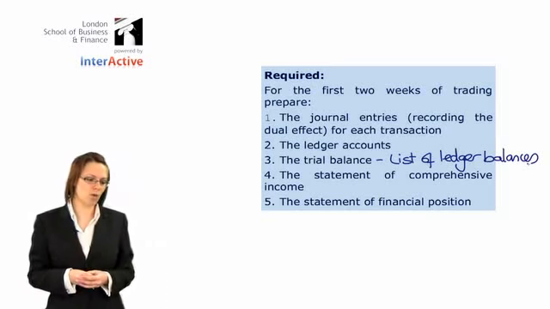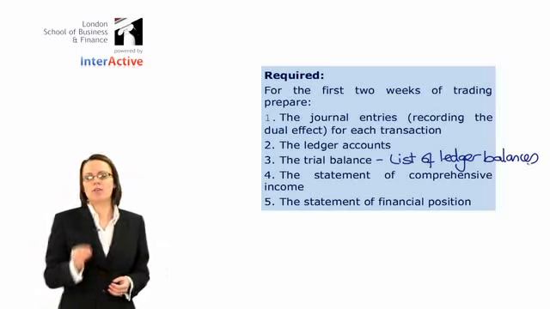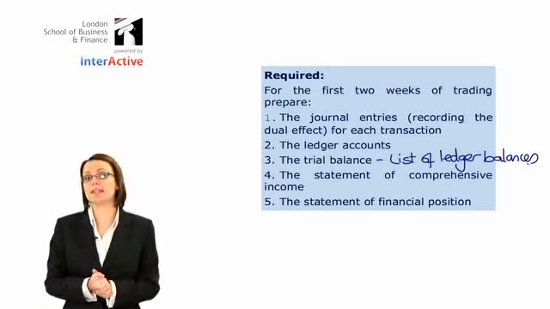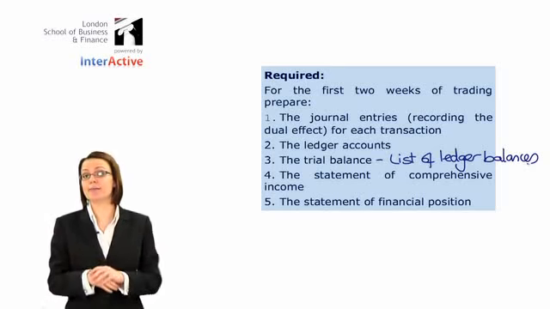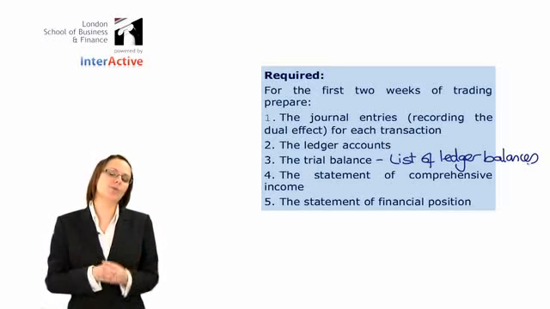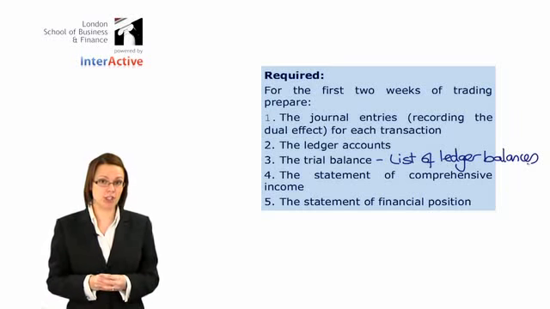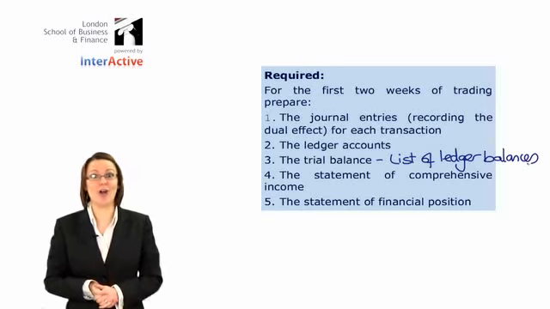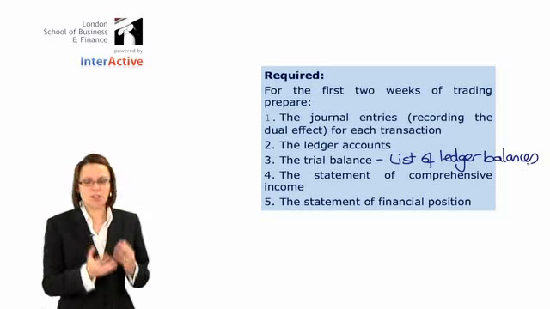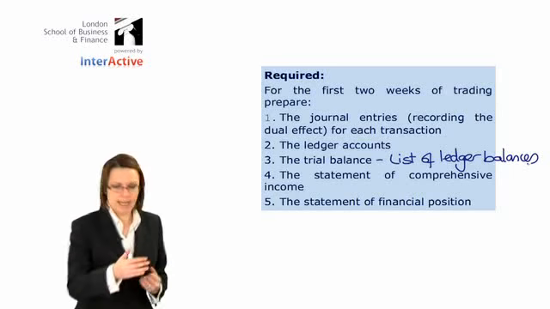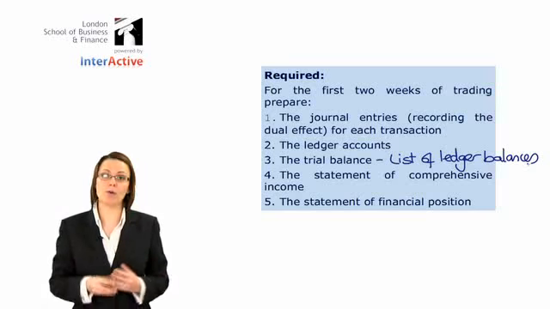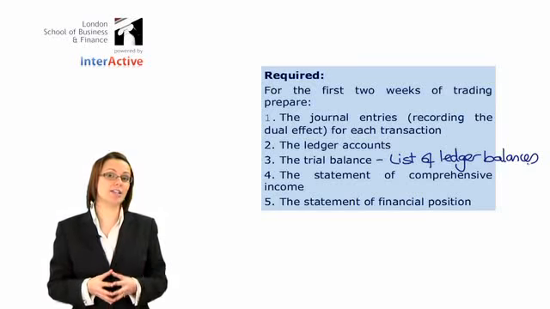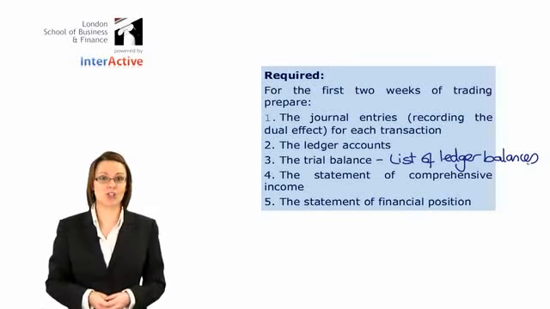From our trial balance then, requirements 4 and 5. Requirement 4 is that we should prepare a statement of comprehensive income for the 2 weeks ended the 14th of April 2009. And then we shall prepare a statement of financial position as at the 14th of April 2009. So at the end of those 2 weeks. So how we're going to approach this then is for each subsequent requirement we're going to have a separate recording for it. So in our next recording we're going to start answering this question by preparing the journal entries.